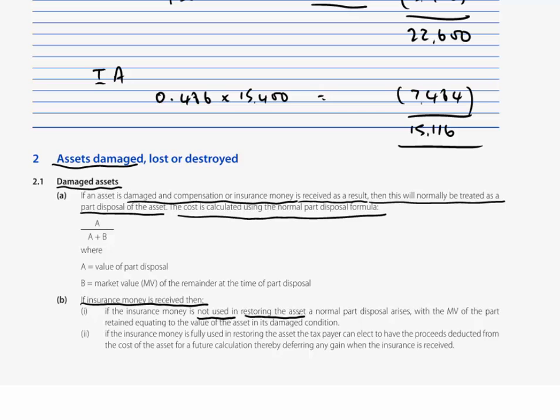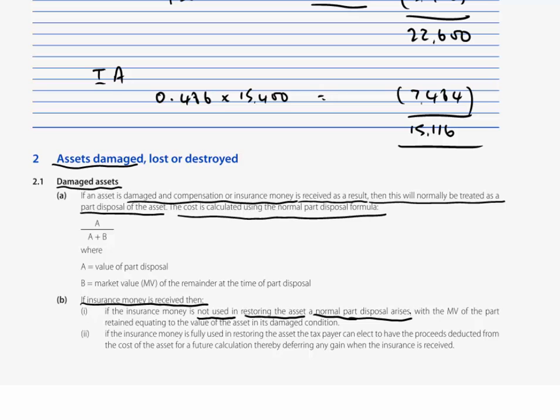restoring the asset, so the asset is damaged, but it is still in working order, so you continue to use it, or use it as much as you wish to use it, then if it's not required to be repaired to carry on being used or to give value to your business, what you can do instead is just keep the money. Well, that's an unexpected little bonus, some money coming in terms of the insurance claim, but the asset may still be used. So if that insurance money is not used in restoring the asset, then you do, as we've just seen in the first part, a normal part disposal arises.